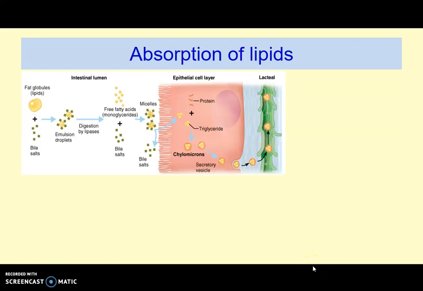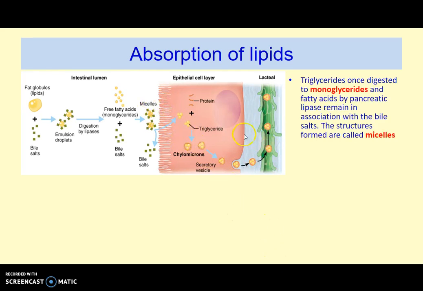Okay, so let's deal with the absorption of lipids, which is a little bit different from the absorption of amino acids and glucose. So let's see what's going on here. As you can see, this diagram shows there are quite a lot of differences in what's going on. So let's take it a step at a time. First of all, triglycerides, once they've been digested, are digested, remember, into monoglycerides and free fatty acids.